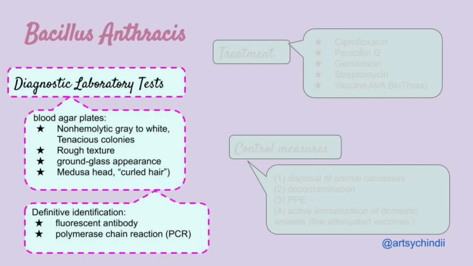On diagnostic laboratory testing, blood agar plates are characterized by non-hemolytic gray to white, tenacious colonies with a rough texture, a ground glass appearance, and a medusa head or curly hair appearance. Definitive identification of Bacillus anthracis is by fluorescent antibody and PCR.